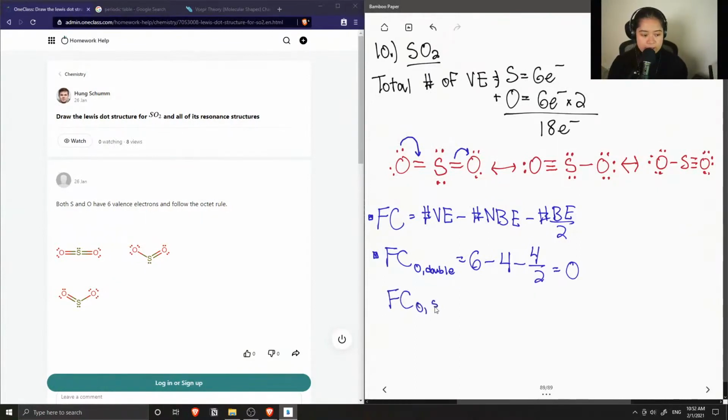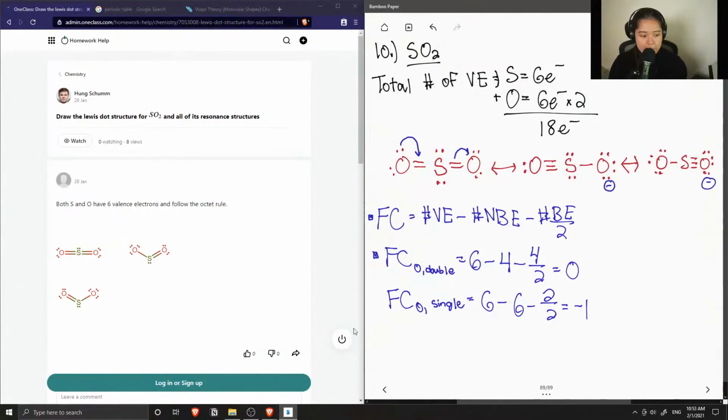If the oxygen had a single bond, it still has 6 valence electrons, but this time there are 6 non-bonding electrons, and there's only the single bond, so there are 2 bonding electrons divided by 2. So all of the single bonded oxygens would have a negative charge.